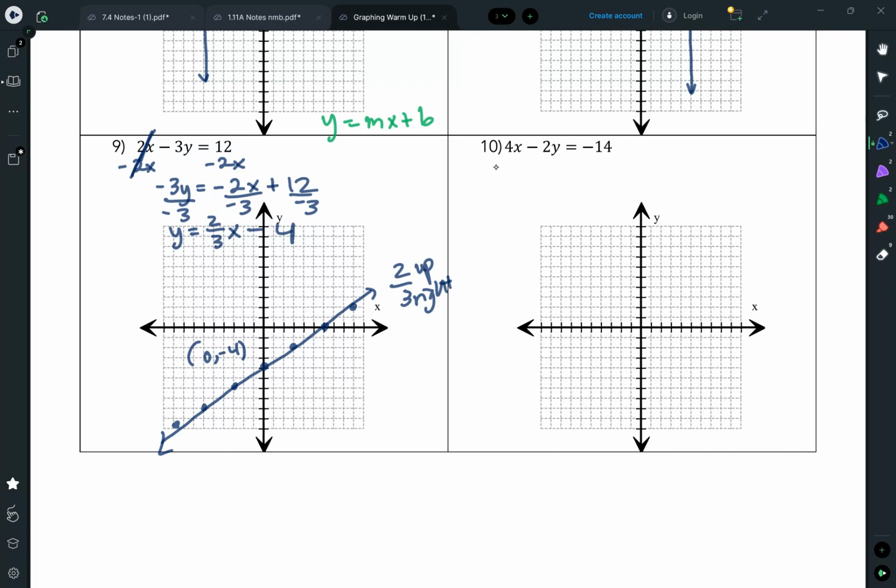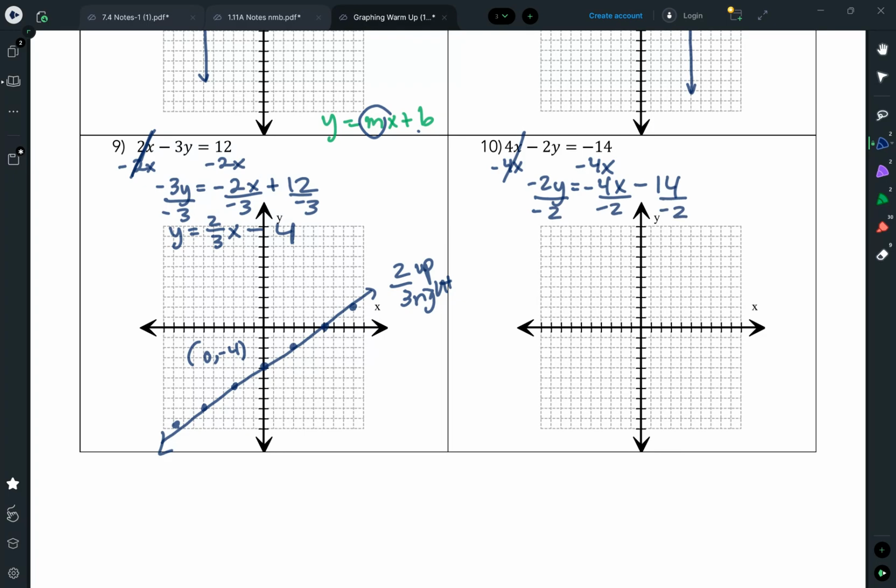So for 10, we want to subtract 4x on both sides because I want to get the y by itself. I want it to be in y equals mx plus b form. That means negative 2y is equal to negative 4x minus 14. So because I'm trying to get the y equals mx plus b, because I want the x part before the number, I'm writing it that way here. Now I want to divide everything by negative 2.